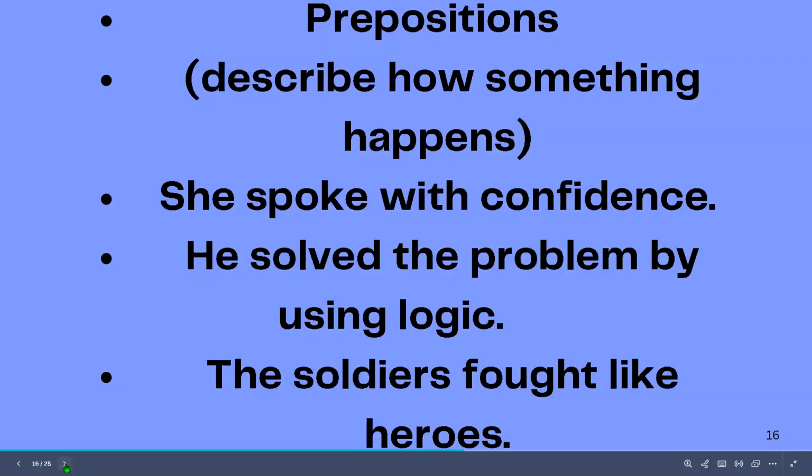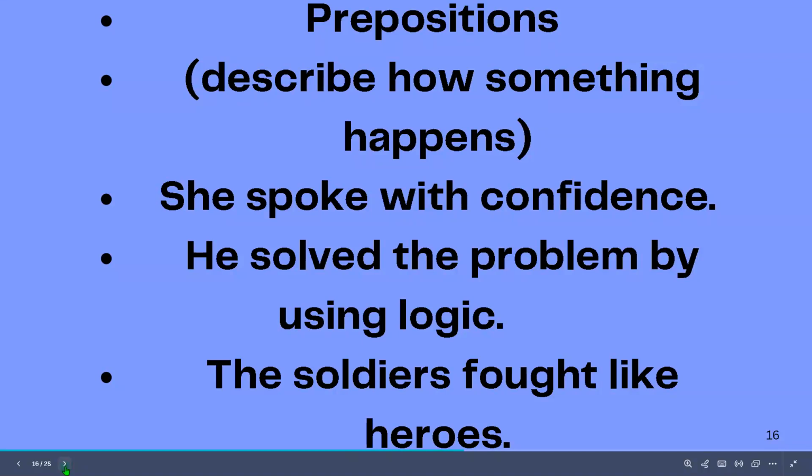Next, prepositions. Some describe how something happens. So she spoke with confidence. How did she speak? With confidence. With is the preposition used. He solved the problem by using logic. So how did he solve the problem? By. How? Using logic. So by is the preposition here.